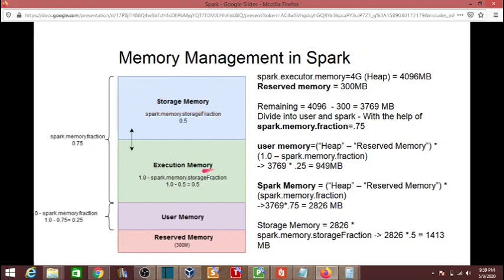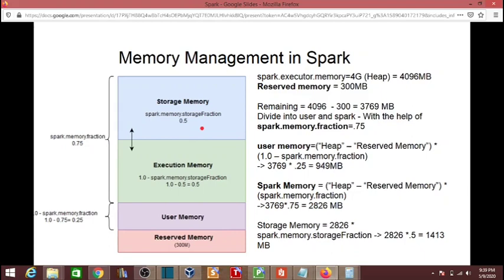And what is the execution memory? Execution memory is used when you execute your program and there is data shuffling. Let's say you are using a join in your transformation, so there will be data shuffling. The shuffled data is stored in this execution memory. These two memory parts are very important for Spark execution.